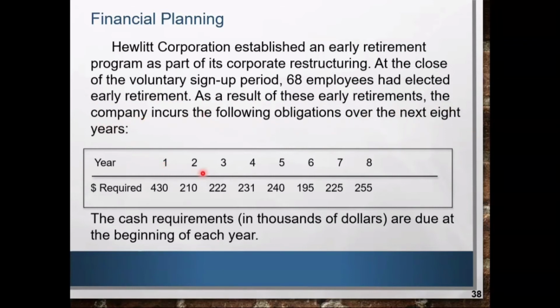So we have year 1, year 2, year 3, year 4, year 5 to 8. At the end of the period, we have 430. They should have accumulated 430,000, then 210,000, 231, and so on. The cash requirements in thousands of dollars are due at the beginning of each year. So it is not 430 dollars, it is 430,000 dollars as stated in thousands of dollars.